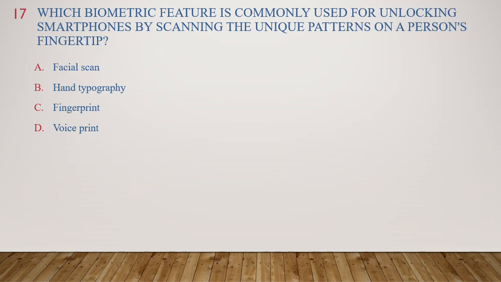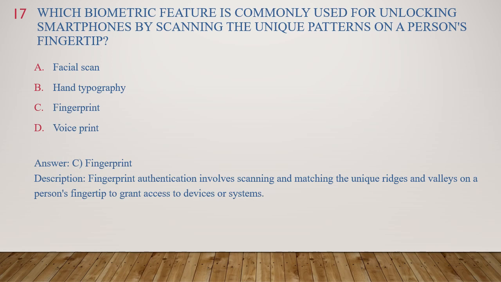Question number 17. Which biometric feature is commonly used for unlocking smartphones by scanning the unique patterns on a person's fingertip? A. Facial scan. B. Hand typography. C. Fingerprint. D. Voice print. The correct answer is C.